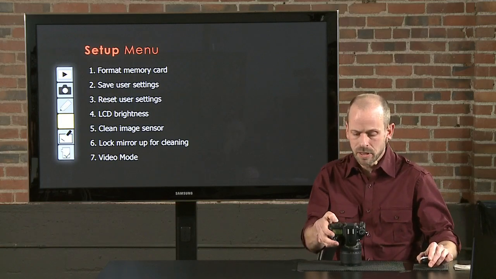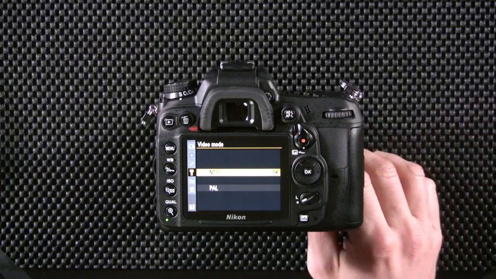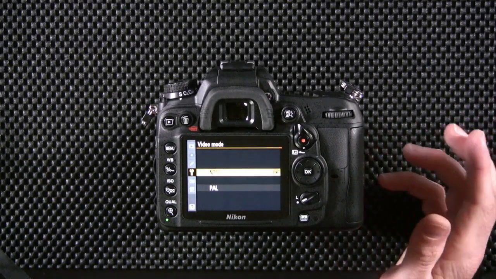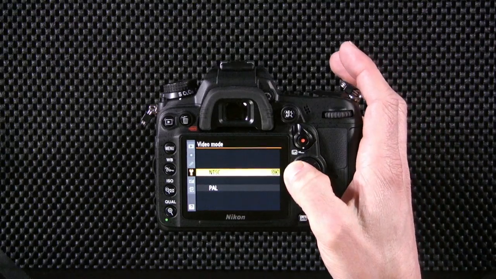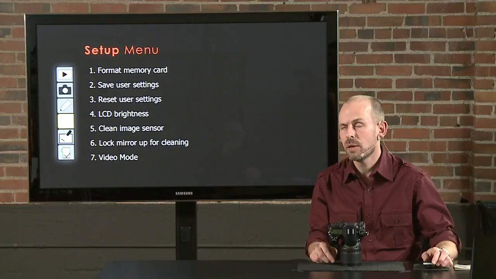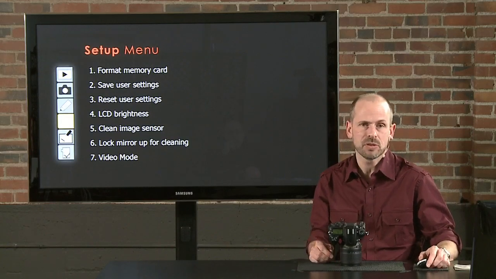Video mode. You can go in here and change from NTSC to PAL, depending on what video system you use. Here in North America, we use NTSC. Other parts of the world use PAL. This will also determine what types of shutter speeds or frame rates you can get in the video mode, so whether you're shooting at 24 or 25 frames a second.